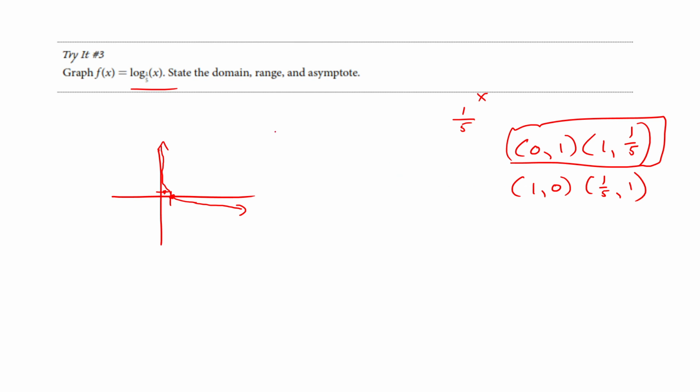Now, how about our domain, range, and our asymptote? Well, we haven't done anything that's going to change that asymptote. X's still have to be greater than 0. So our asymptote is still at x equals 0. Now, how about our domain? It's actually going to go on here forever.